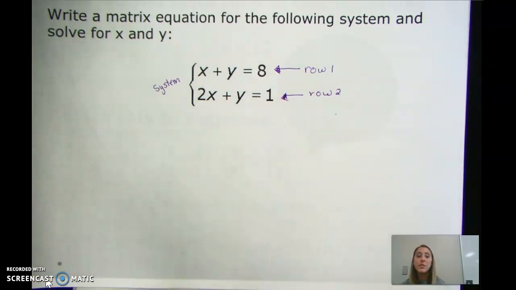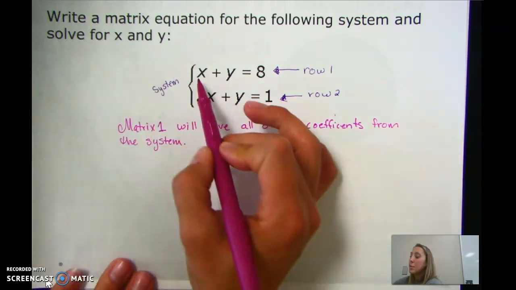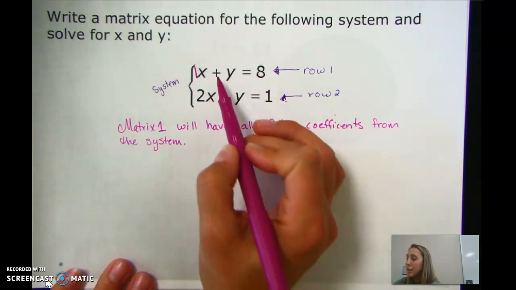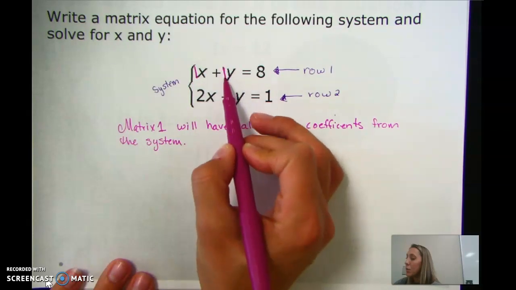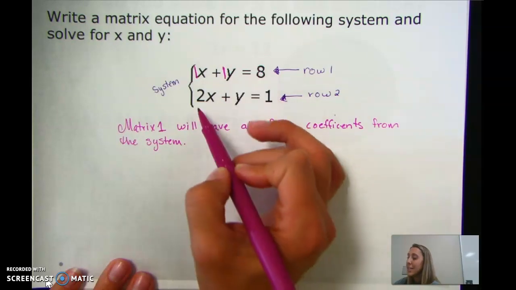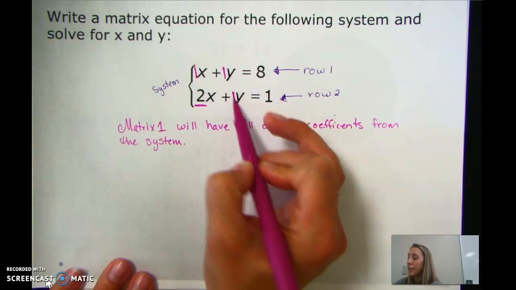If we had more than that, let's say we had 3 or 4, I would just go down to row 3, row 4. So the first thing we're going to do is talk about the 3 different matrices that we're going to create using this system. Matrix 1 will have all of the coefficients from the system. When I say the word coefficient, what I mean is the number in front of the variable. The number in front of this x, if there isn't one, is a 1. The number in front of the y is a 1. This does not have a variable with it, so it is not a coefficient, it's a constant. The number in front of this one is 2, that's the coefficient. And the coefficient for y right here is 1.